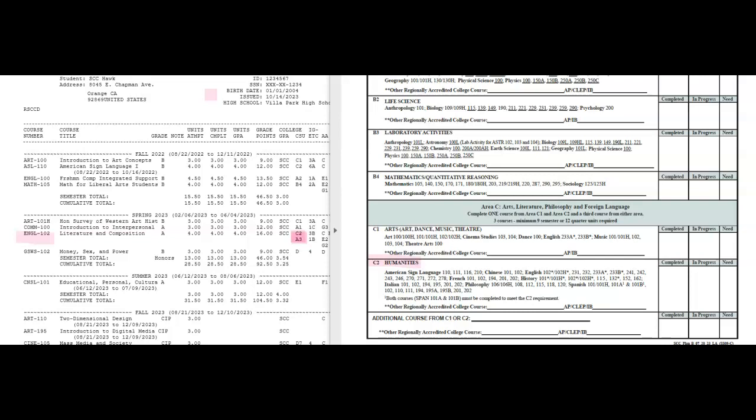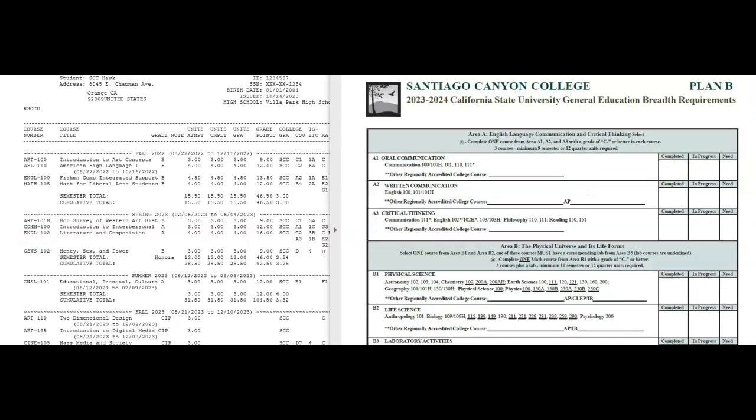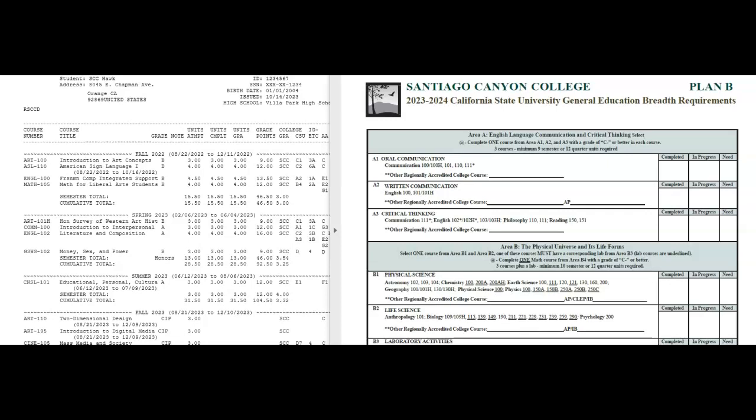Area A3 is up here. It is part of your critical thinking requirement. So here is English 102. You have to figure out where you want to use this class. You cannot use it in both areas, so you can't use it in C2 and A3. You cannot do that. So you can say, well, I think I want to leave it in critical thinking. If that's the case, you will use it in area A3.